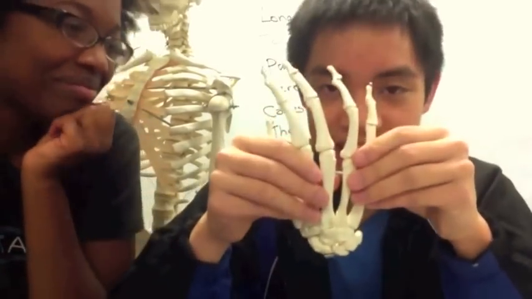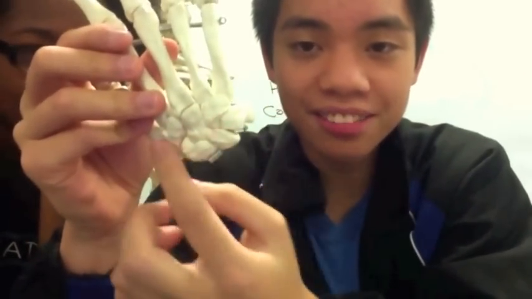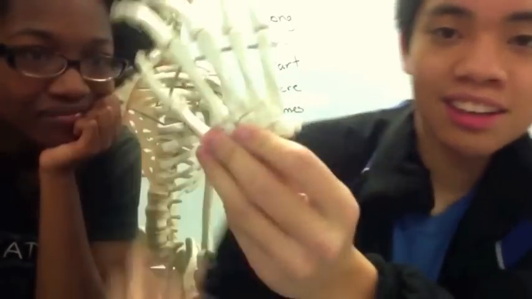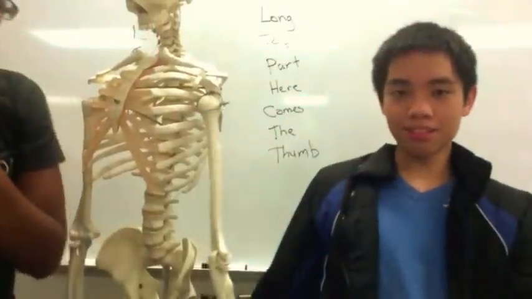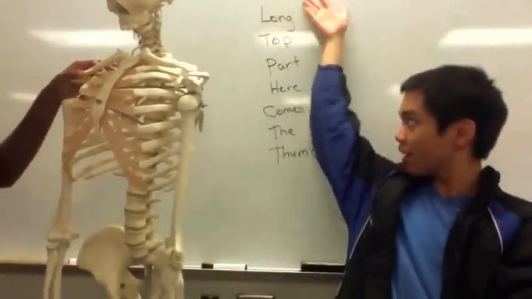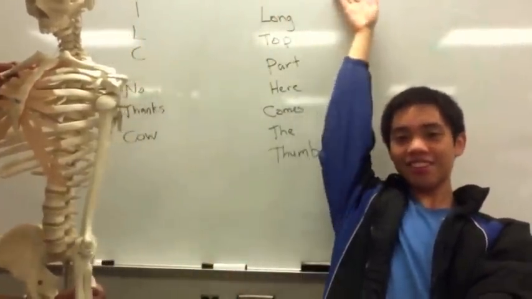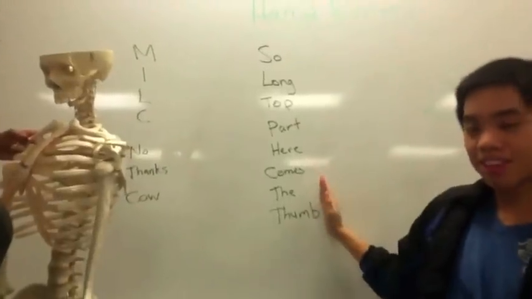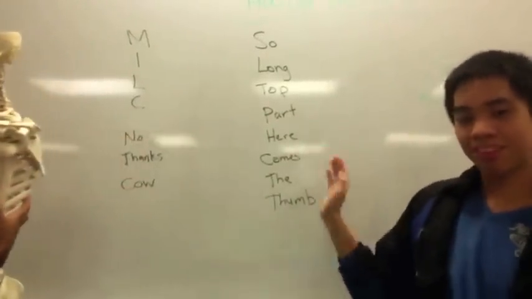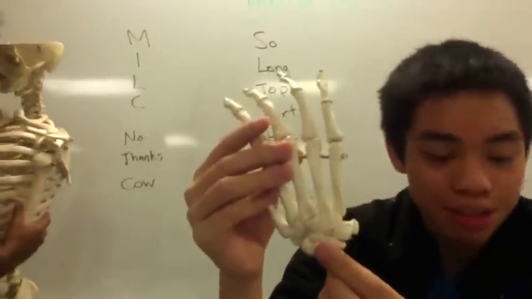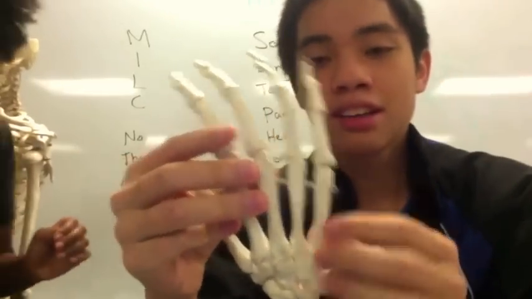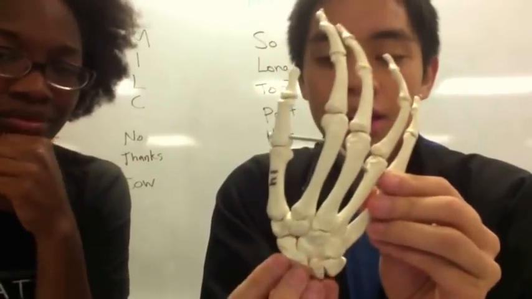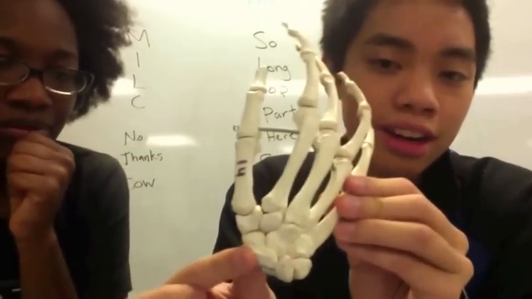Just for future reference. So, this is your hand. You have your carpals, which are these bones right here. You can see here, this is the acronym: so long top part, here comes the thumb. And that's how you would memorize these bones. You start on the outside, near the thumb.